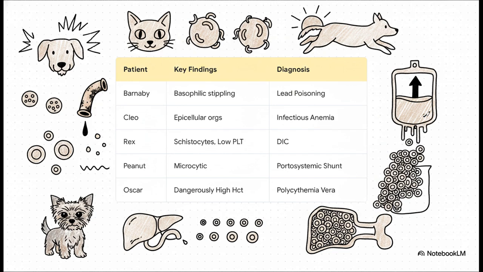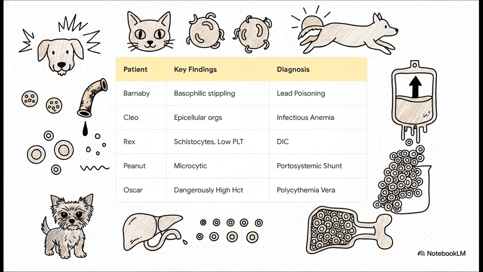Case 13, Rex, is bleeding post-heat stroke. He's got low platelets and schistocytes, those are fragmented red blood cells, diagnosing DIC. Case 14, Peanut, a stunted little Yorkie. He has a microcytic, normochromic, non-regenerative anemia. This points directly to a portosystemic shunt, altering his liver's iron metabolism.